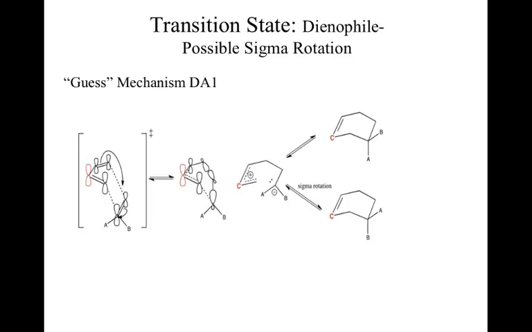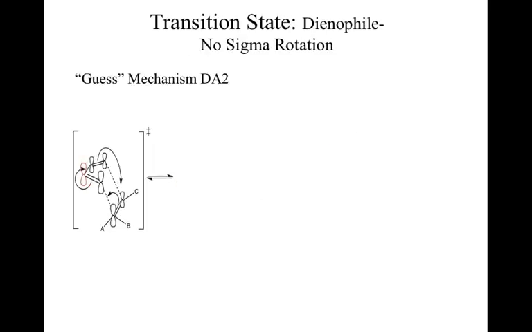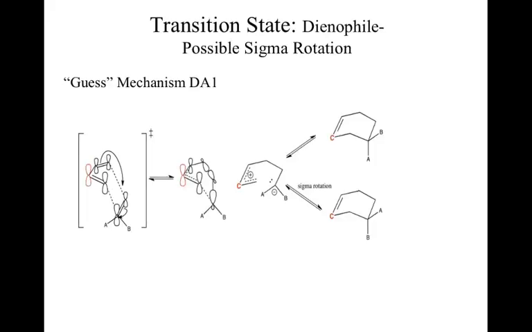Okay, so if our DA1 mechanism, remember this is a guess, if our DA1 mechanism is correct, we end up with diastereotopic products, on top of the enantiomeric products. So really when we look at the DA1 mechanism, we have 4 products coming out of this. That is a god-awful mess, so hopefully that's not the right answer.